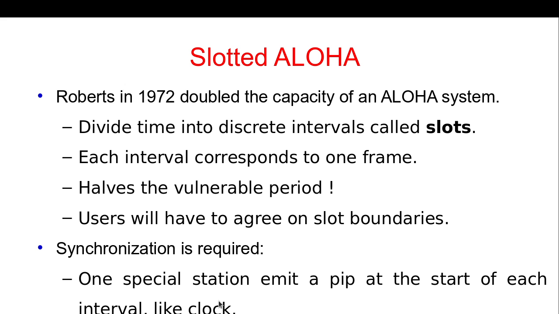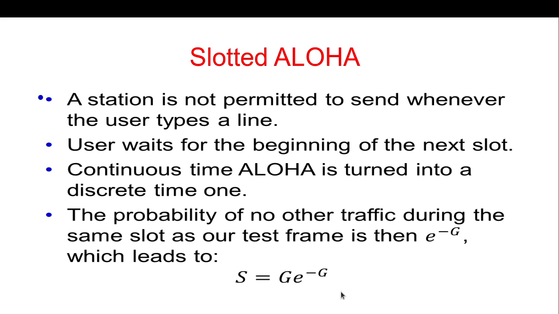So there will be one special station that emits a pip at the start of each interval, like a clock. So in slotted Aloha, basically there are some restrictions. Previously we have seen in the case of pure Aloha, anytime when the station has got a frame to send, it can send, giving rise to some collisions. So in the case of slotted Aloha, a station is not permitted to send whenever the user types a line. Rather, the user waits for the beginning of the next time slot. And this is how the continuous time Aloha is turned into a discrete time one.